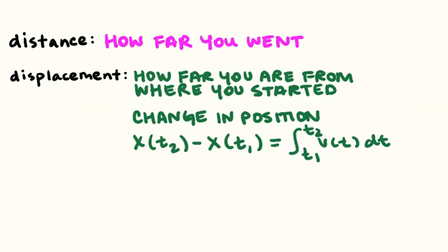So if we're just integrating velocity, we're going to get displacement. We're going to get net change in position. But that should make sense, right? Because so far we've seen that when we integrate a rate of change, we're actually seeing the net change in the amount.